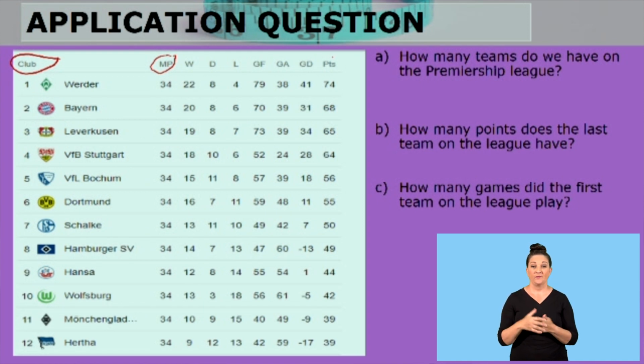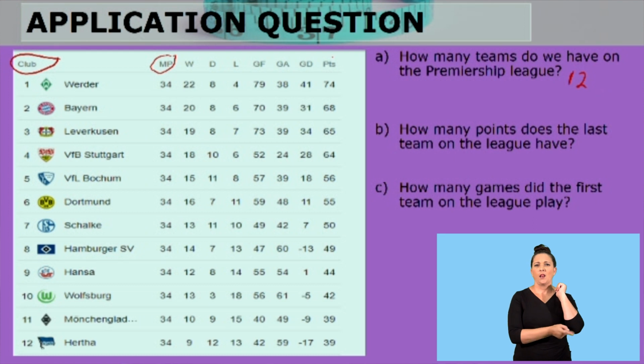So, looking at that now, how many teams do we have on the Premiership League? I count down from 1, 2, 3, 4, 5, 6, 7, 8, 9, 10, 11, and 12 teams in total. How many points does the last team on the league have?